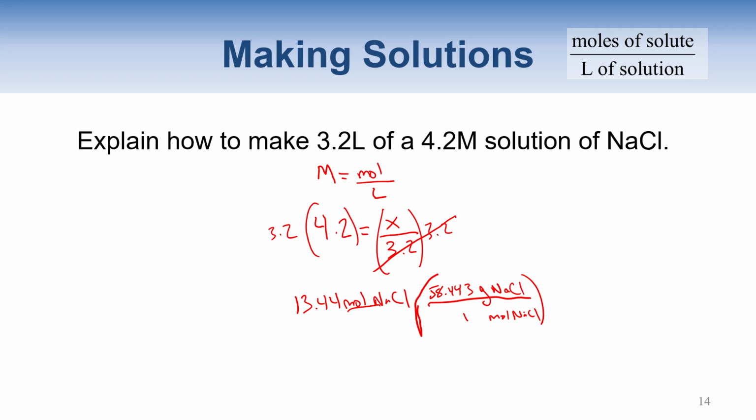So 1 mole is equal to the calculated mass from the periodic table. Now we just multiply across the top, divide away the bottom. And we get 785 grams. So we would add 785 grams to a flask and fill it to 3.2 liters.